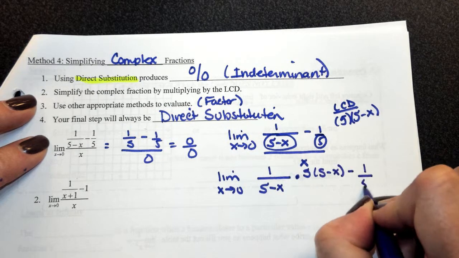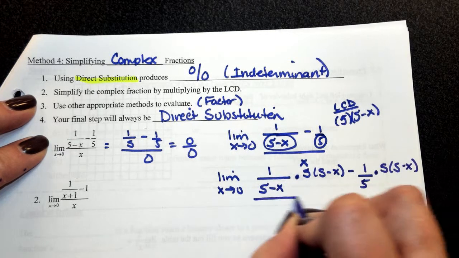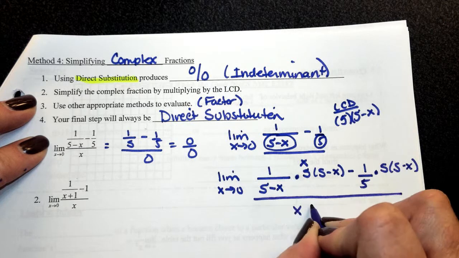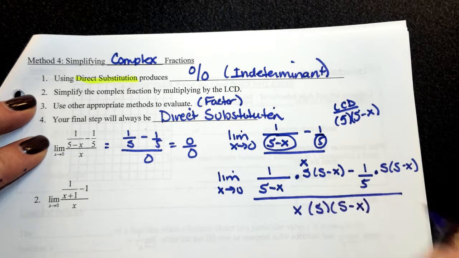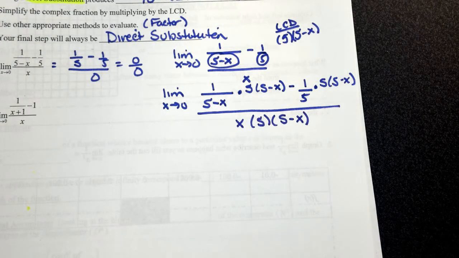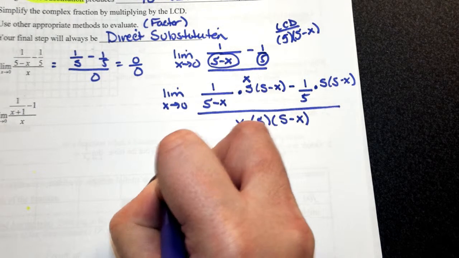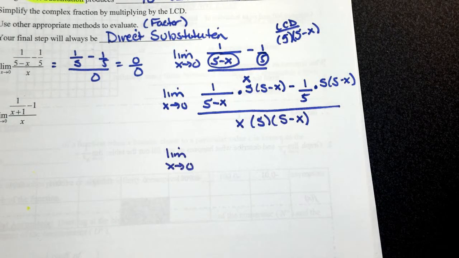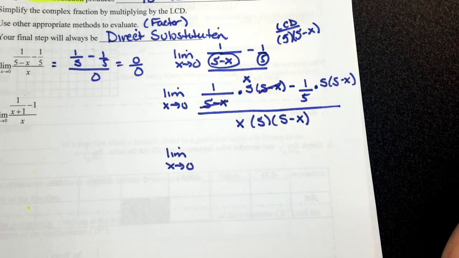Minus, I take 1/5, multiply it by 5 times 5 minus x. Again, remember, you've got to keep that fraction in balance so that x on the bottom also gets multiplied by the LCD. Remember, what you're doing is multiplying by a fancy form of 1. The reason why you do this is because, remember, with the LCD trick, it's going to make all the fractions disappear. I can cross-cancel that 5 minus x.